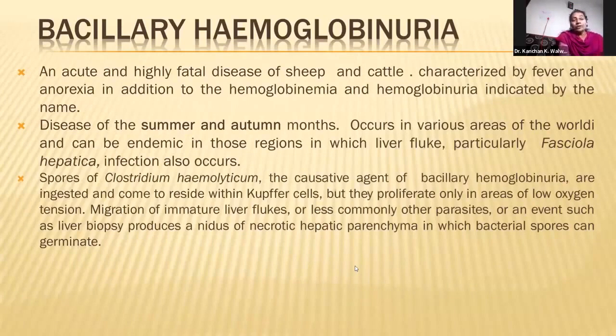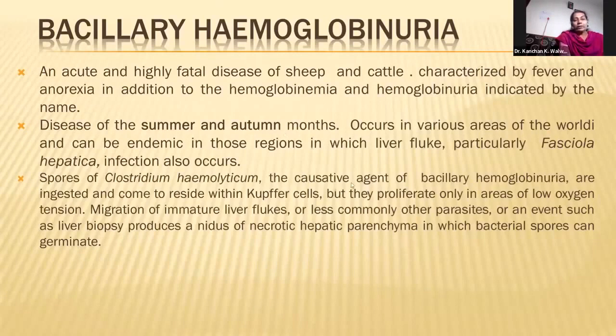So this Clostridium hemolyticum is there in the body, and along with the track of the fluke, it goes and it settles. And since it is getting a nutritive media of the damaged cells, it will proliferate on that, and it will lead to damage to the liver and to the Kupffer cells. This migration of immature liver flukes and other parasites also acts as a nidus of proliferation for this Clostridium hemolyticum bacteria.